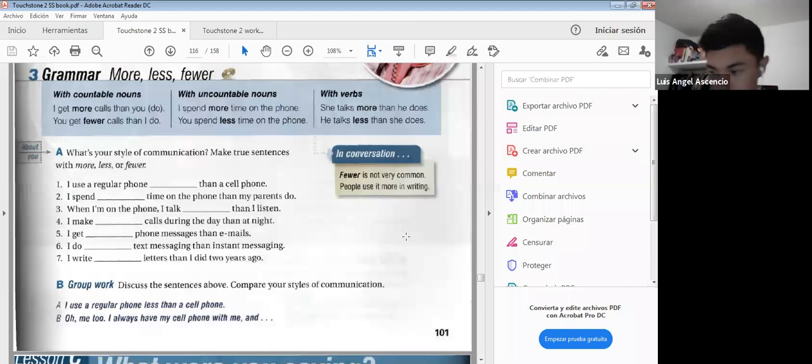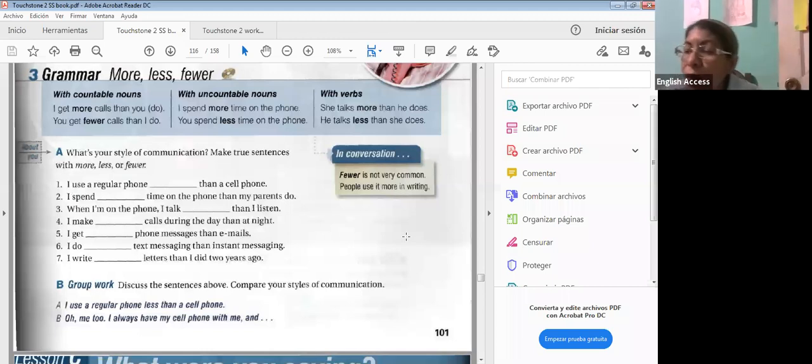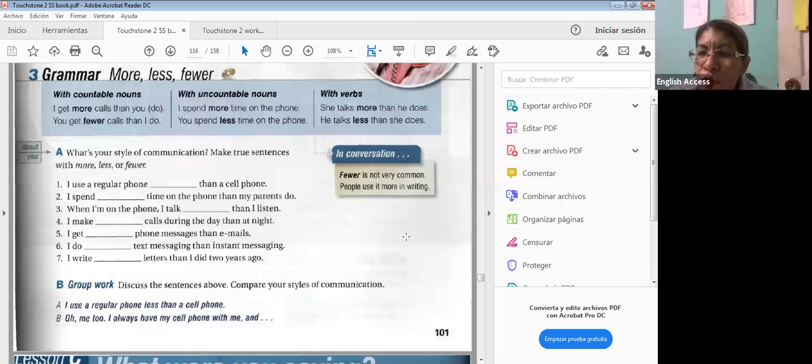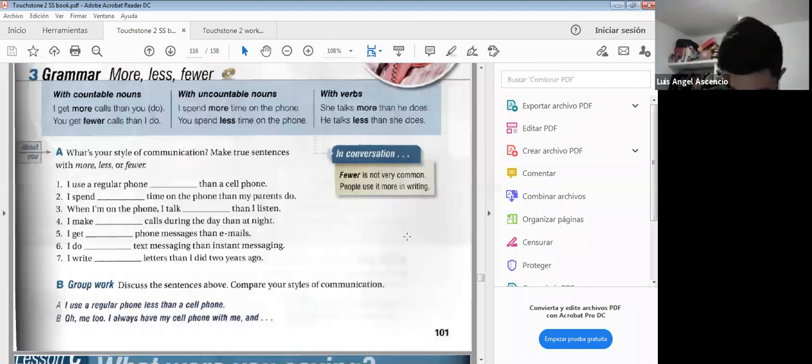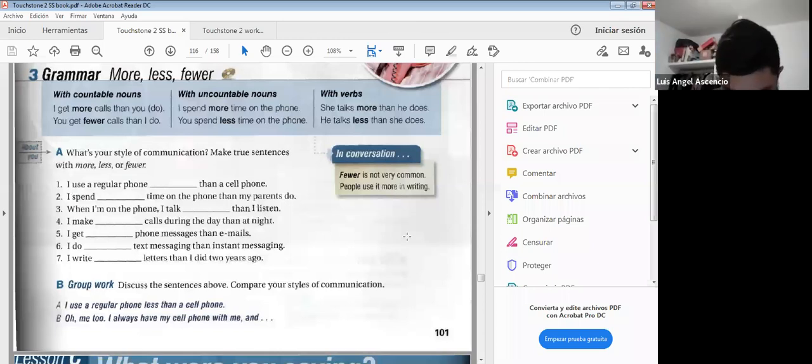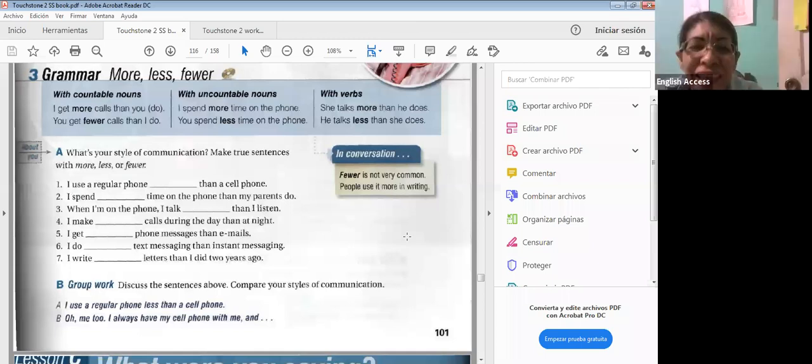Ready. Okay, so number 1. I use a regular phone fewer than a cell phone. Okay, pay attention here, Luis. You're saying I use. You are talking about an action, a verb. With verbs, we need to use more or less. Okay. So, I use a regular phone less than a cell phone. Excellent.